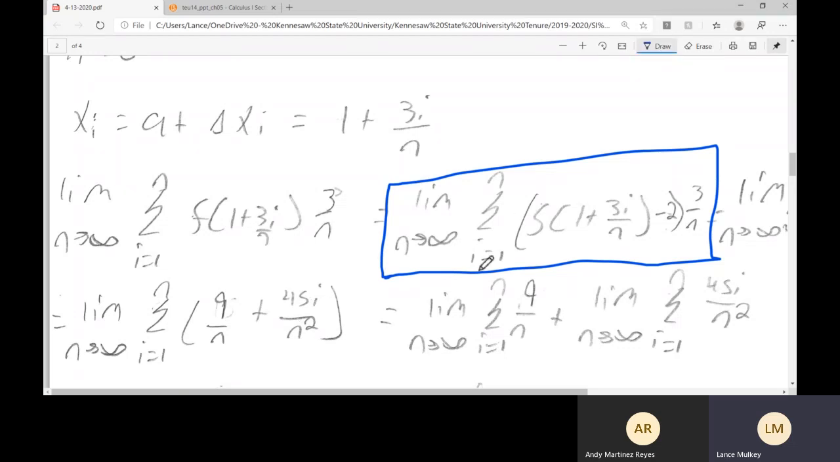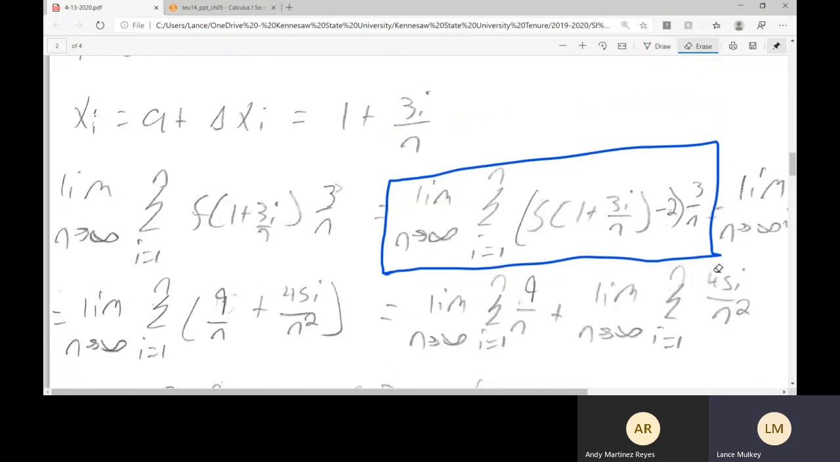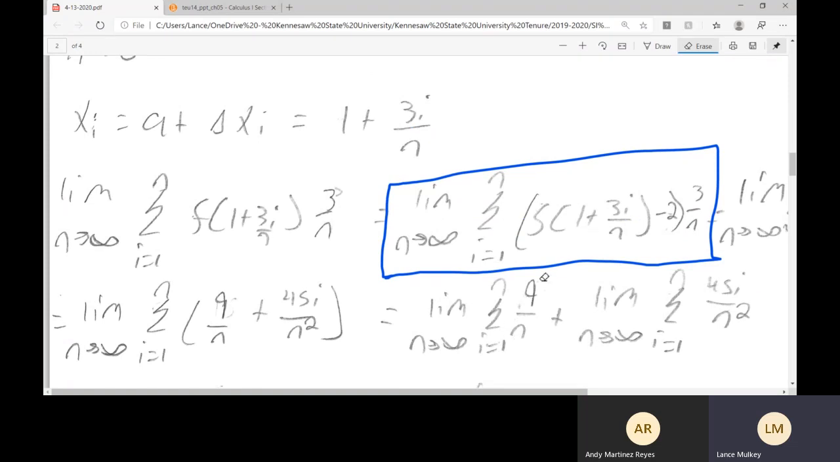So you distribute the sigma and the limit. You can distribute the limit, but you don't need to. I think I did it just to show that we could. So you distribute these into each of them, and you solve each of them separately. Doesn't the 9 over n just become 0? No.